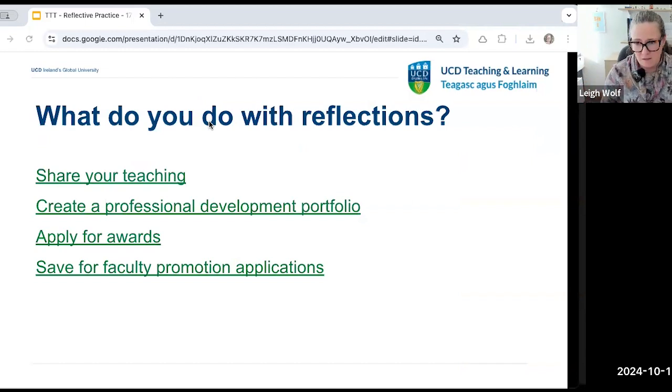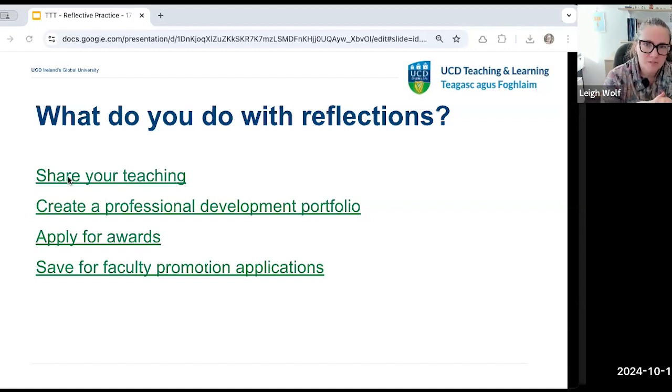So what do you do then with these reflections? You can keep them to yourself is one thing that you can do and just build this work into your practice. But there are other powerful ways that you can share the reflections as well. You can share your teaching. This links out to a page on our teaching and learning website where you can download a case study template and maybe think about submitting your work or a practice that you do.